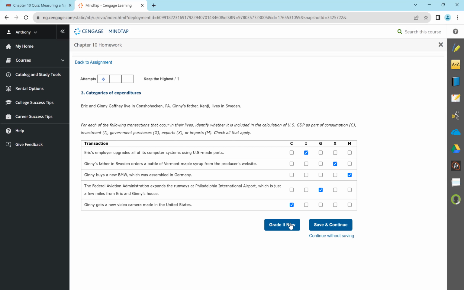Okay, can I grade it now? We can always, oh, sorry, would Ginny's father be exports? Oh yeah, you could. Yes, you got it, the X is for exports. Ginny's father is in another country, so he's importing it, but the United States is exporting it. Okay.